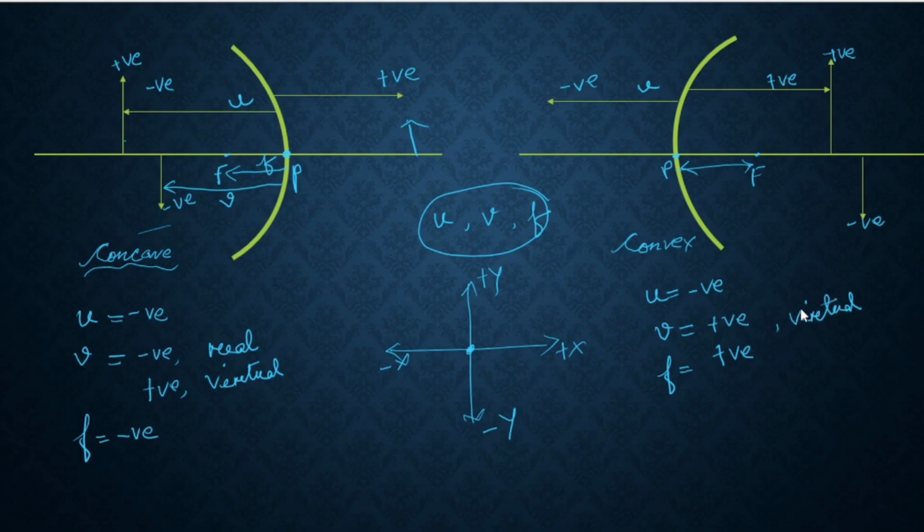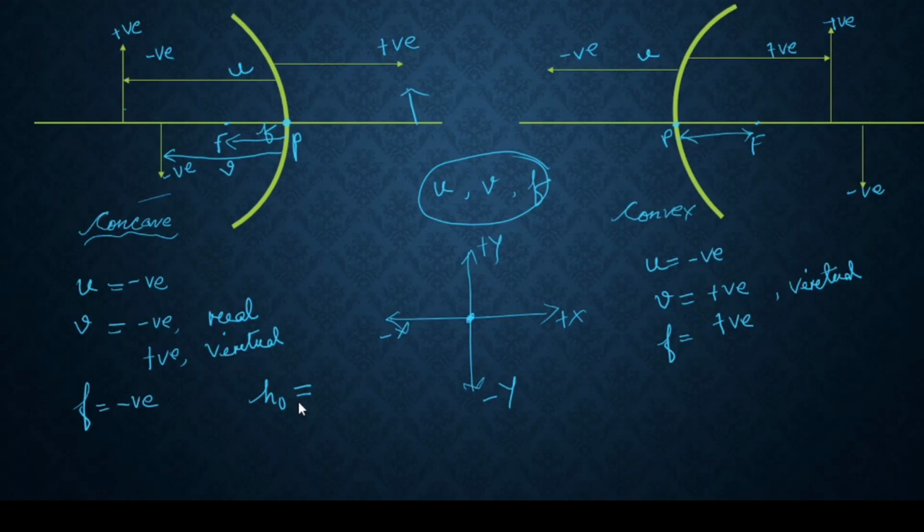H के हाइट के बारे में तो बात करने के लिए बाकी है ना. What we talk about? HO is the height of the object. What is the height of the object? Height of the object is always directed in the upward direction.